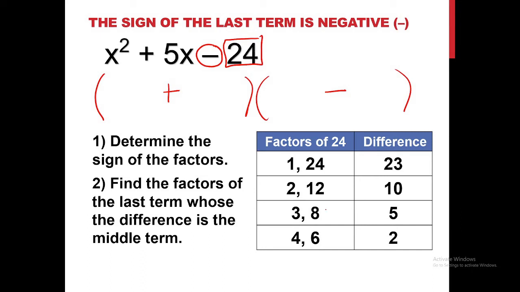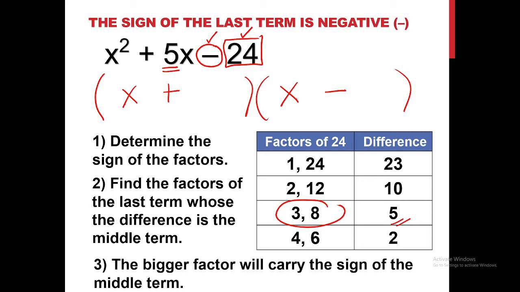3 and 8. So take note, sir, I'll be using 3 and 8. I factor 24, and subtracting should give 5 as the result: 3 and 8. Now, we don't just place 8 and 3 anywhere. There is a rule to follow as well. The bigger factor will carry the sign of the middle term. Which is the bigger factor, 3 or 8? The number 8, of course.